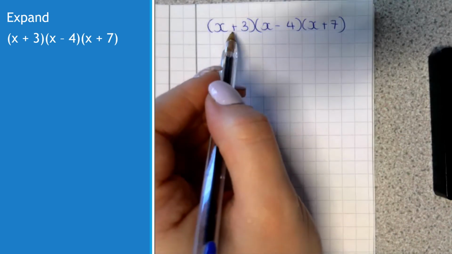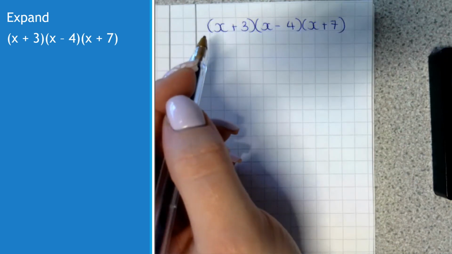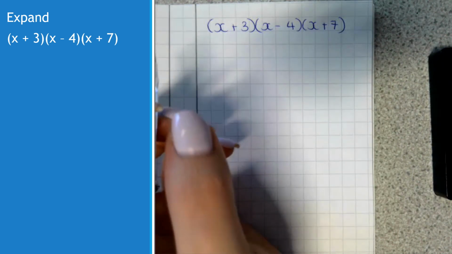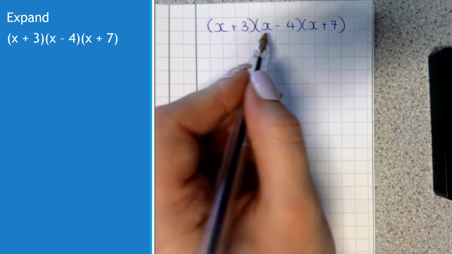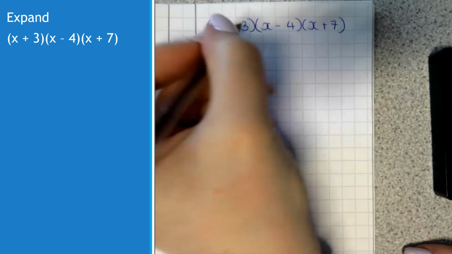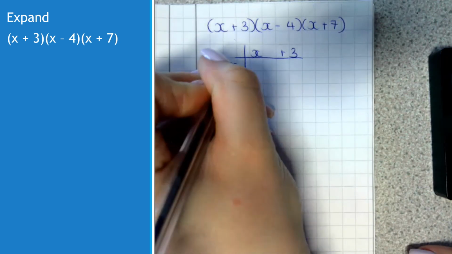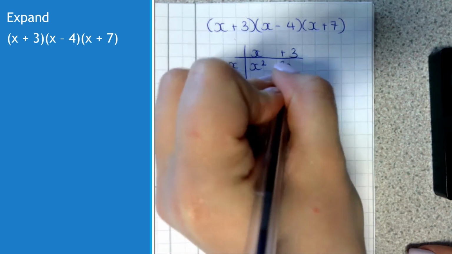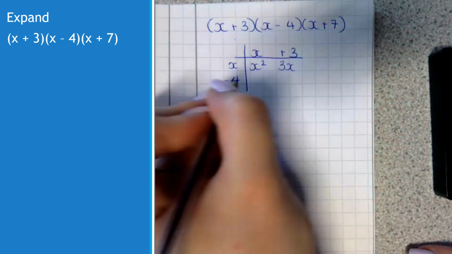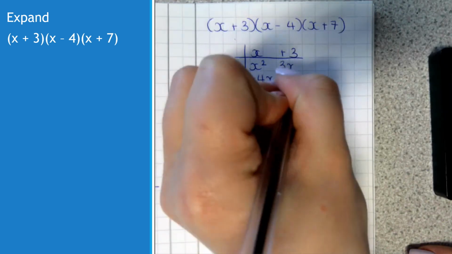Now, it doesn't matter which brackets you choose to expand first, because when you multiply, it doesn't matter whether you do 3 multiplied by 5 or 5 multiplied by 3, you end up with the same answer. So I tend to take the first two brackets first, regardless of what they are, and then use my grid method to expand those. So we're going to have x plus 3 and then x minus 4. So x multiplied by x is x squared, x multiplied by 3 is 3x, x multiplied by negative 4 is negative 4x, and then 3 multiplied by negative 4 is going to be negative 12.